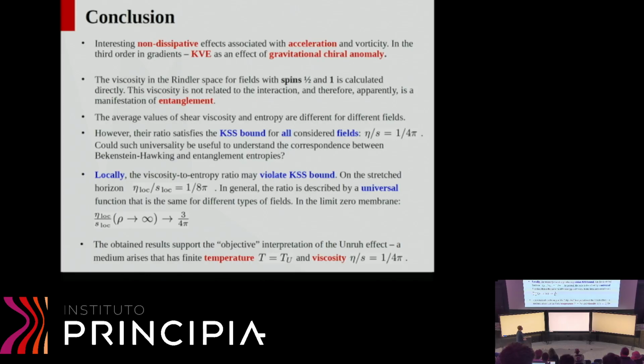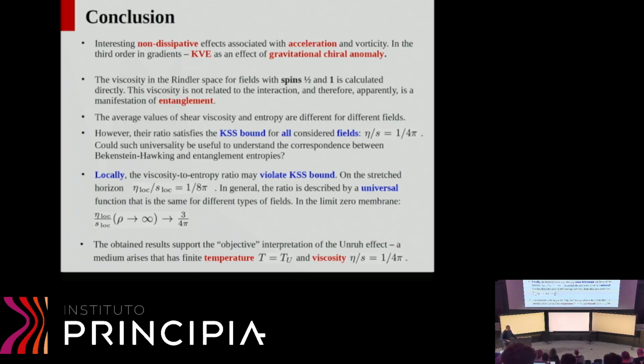Also, the average values of shear viscosity and entropy are different for different fields. However, their ratio always saturates the Kovtun-Son-Starinets bound, which can be interesting from the point of view of relation of different definitions of black hole entropy. And locally, the bound can be violated. On the stretch horizon, it will be 2 times higher, and in the limit of 0 thickness of membrane, it will be 3 times higher.